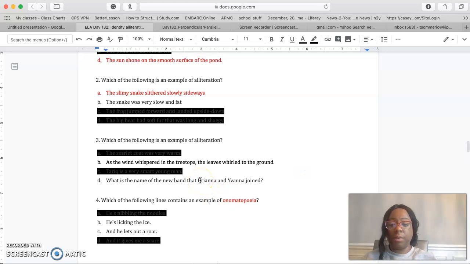Which is an onomatopoeia? Onomatopoeias deal with sound, if we can remember. So, B says he's licking the ice. C says, and he lets out a roar. Sounds like a sound to me. So, I definitely have to choose C as our onomatopoeia.